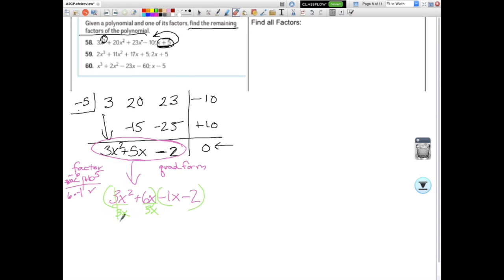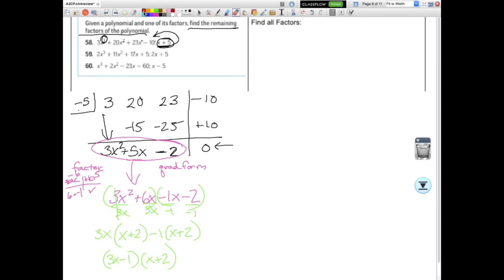and I'm going to divide 3x from each. I'm going to be left with x plus 2, which is very close to this. I just have to divide each of these by -1. My last step is to rewrite it in this factored form, 3x minus 1 and x plus 2. And now I found the remaining factors.